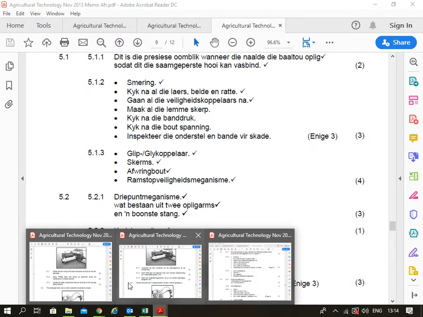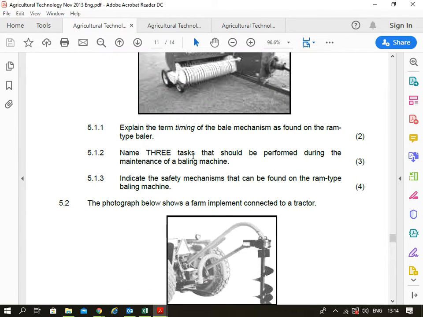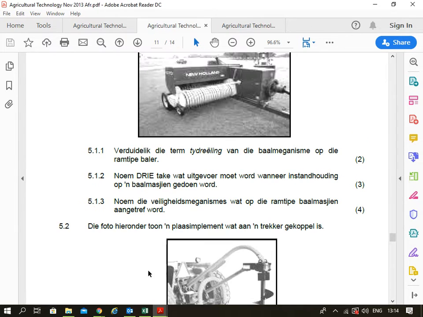Name 3 tasks that should be performed during maintenance of baling machines. So it's November 1, 2030.